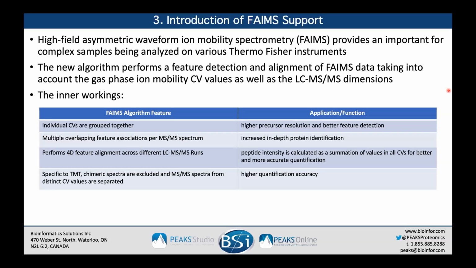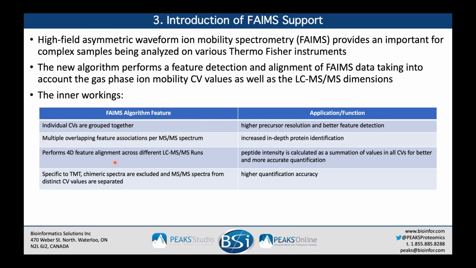Essentially, we group individual CVs together. This allows for better precursor resolution and feature detection. And then multiple feature associations can happen per MS spectra. What this allows us to do is really increase the depth of protein identification and take into account that we're going to have different ion mobilities.